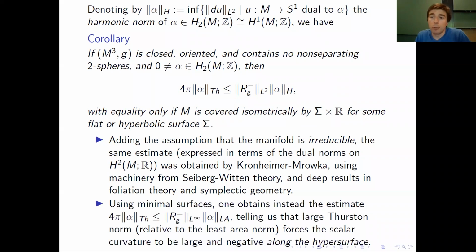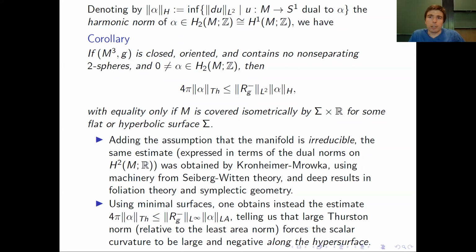All right, so what do you get if you use minimal surfaces? You can say something similar. In the minimal surface case, what you see is that 4 pi times the Thurston norm is bounded from above by the L infinity norm of the negative part of the scalar curvature times the least area norm of this homology class. Least area norm just means take the area of the area minimizing representative.